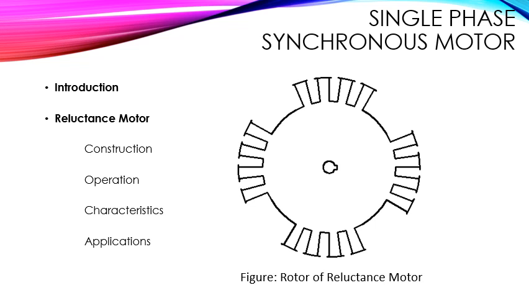The reluctance motor is commonly used for constant speed applications like timing devices, signaling devices and recording instruments. So the applications are what? These types of machines are used in timing devices, signaling devices and recording instruments.